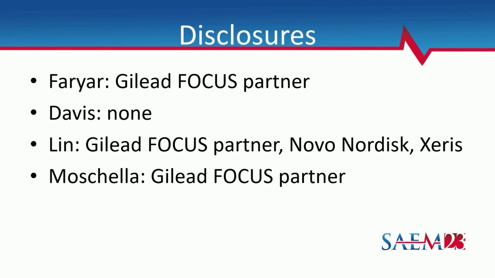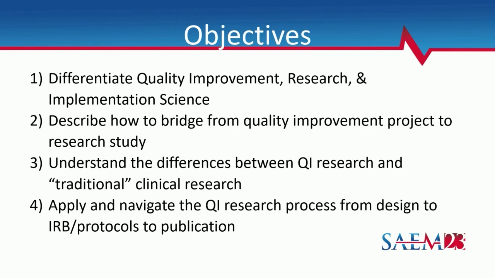Our obligatory disclosure slide. So objectives: we want to differentiate quality improvement research from the big scary word, implementation science. We want to describe how to bridge that gap between a quality improvement project and turning it into a research study, and understand the differences between true QI research versus the traditional clinical research that we're familiar with. And the last part is to apply that QI process from design to IRB protocols to publications. We have some examples at the end, which is the audience participation point.